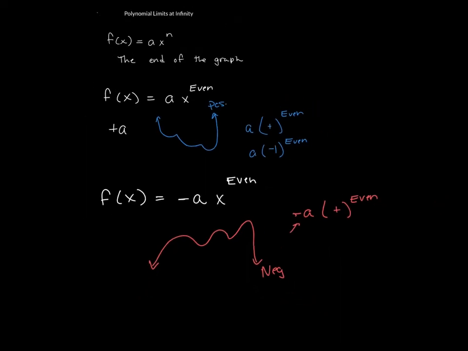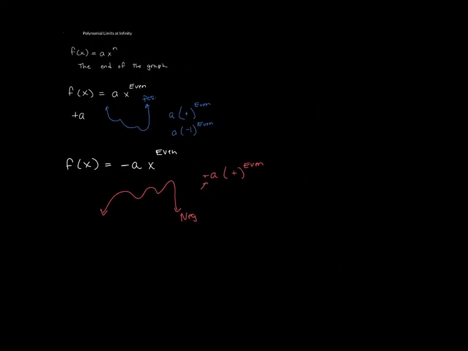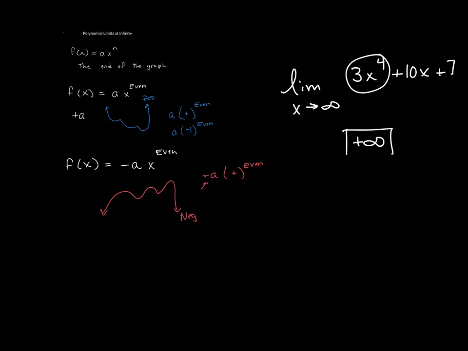Now, what do the limits of that look like? What that means is if you have the limit as x approaches infinity of 3x to the fourth plus 10x plus 7, because this is to an even power and a is positive, this graph will approach positive infinity.